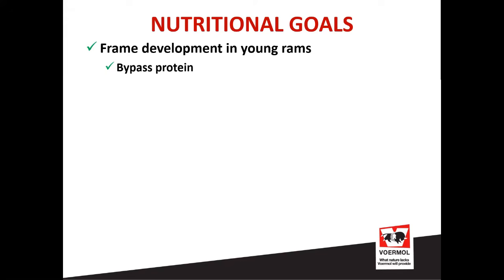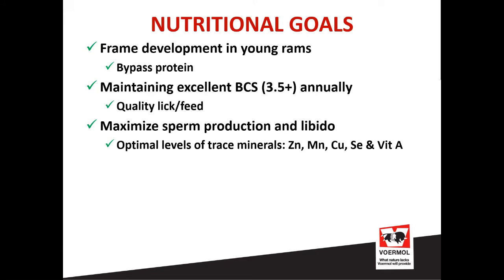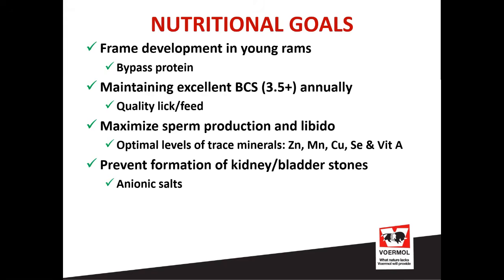Right, so we want to maintain excellent body condition scores in our rams throughout the year. So usually we want to sit with a quality lick there, and we want to maintain a body condition score of 3.5 plus. We want to maximize sperm production and libido, and we can achieve that by feeding optimal levels of trace minerals, specifically zinc, manganese, copper, selenium, and then vitamin A, very important there. We want to prevent the formation of kidney and bladder stones. It's a metabolic disease that's got a high level of occurrence in our male animals, and we can prevent that by feeding anionic salts, similar fashion in preventing milk fever in our ewes as well.